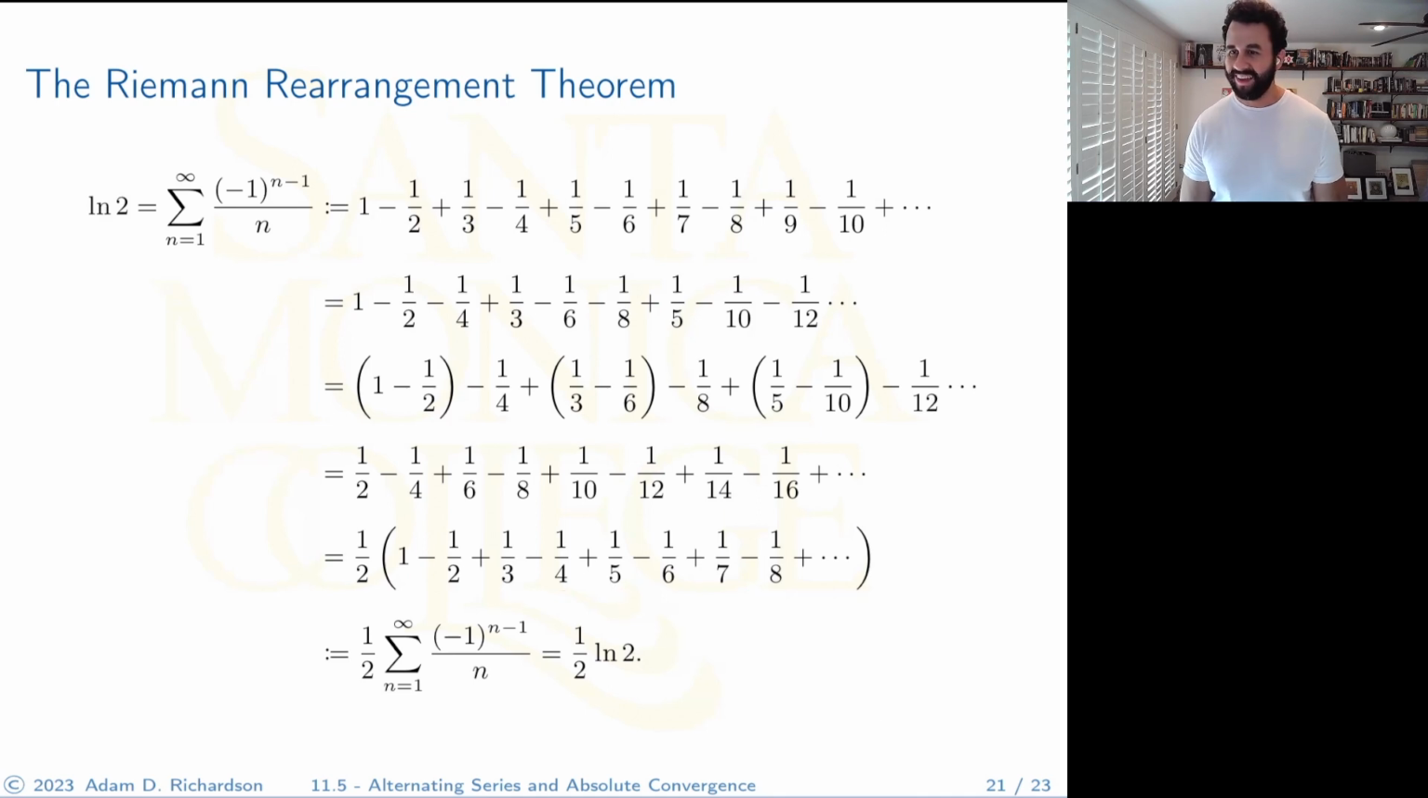But hey, wait a minute. This right here, that's literally the alternating harmonic series again. That's this thing right here. So what's in parentheses here is equal to the alternating harmonic series, and we've got half of it now. So what we just showed is that ln of 2 is equal to half of ln of 2.